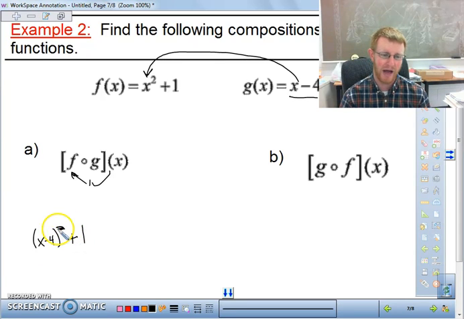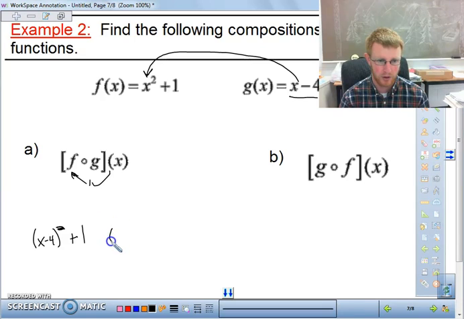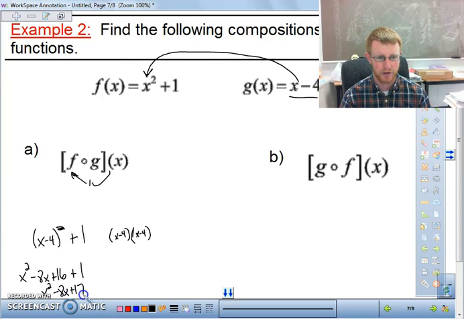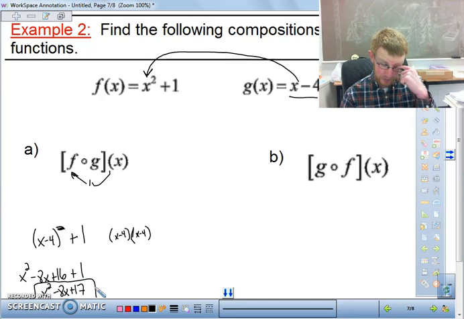Now, don't forget, do not just do squared on both of these. You have to FOIL this out. This will be x minus 4 times x minus 4. So when you FOIL that out, that ends up being x squared minus 8x plus 16, and then we still have this plus 1 at the end. So the final answer is x squared minus 8x plus 17. So hopefully that makes sense.